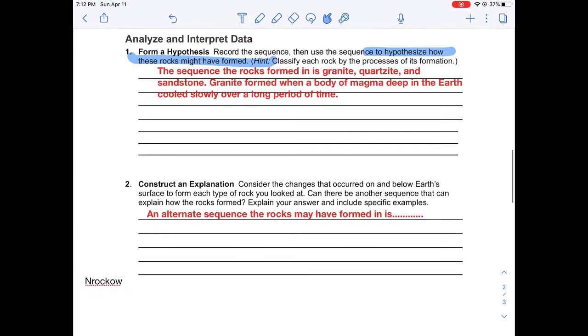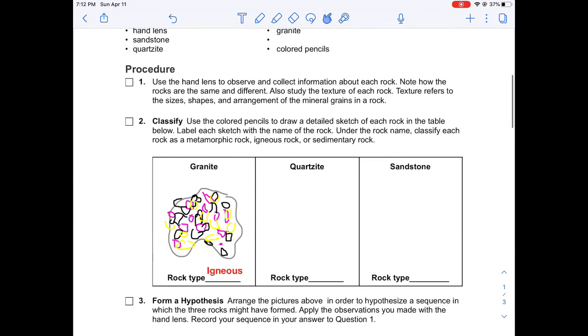So to summarize, in this lab we're looking at three different rocks: granite, quartzite, sandstone. We're creating a detailed sketch of those. We're making observations, and we're creating a hypothesis, an educated guess or educated prediction about the sequence that those three rocks formed in. Which one came first, which one came second, and which one came third. And then we're going to hypothesize about how those rocks actually formed. What was the process to form those rocks?